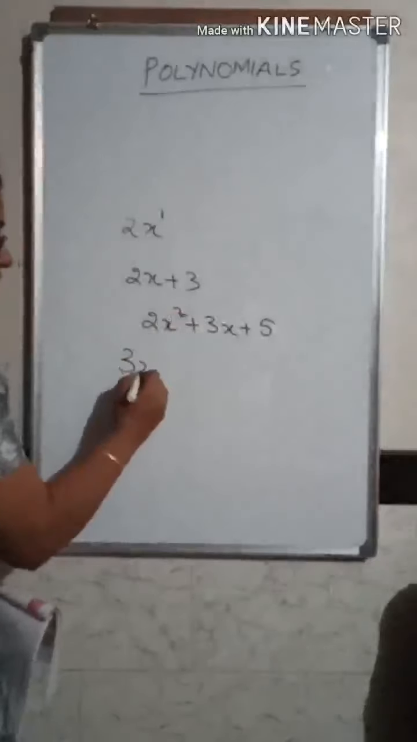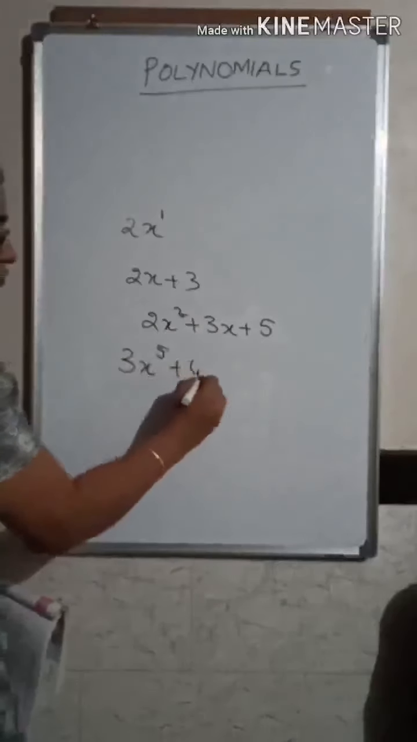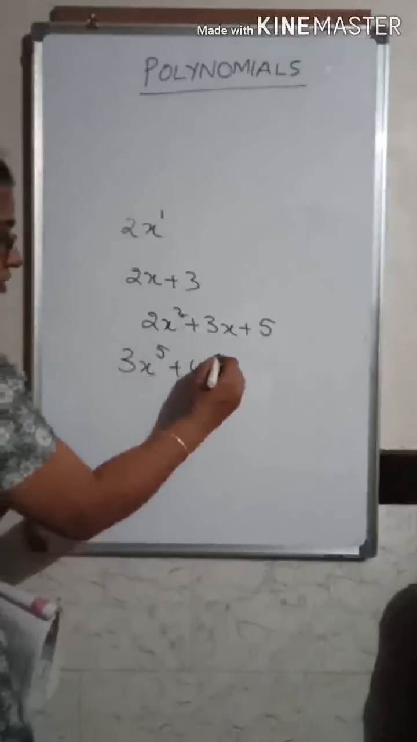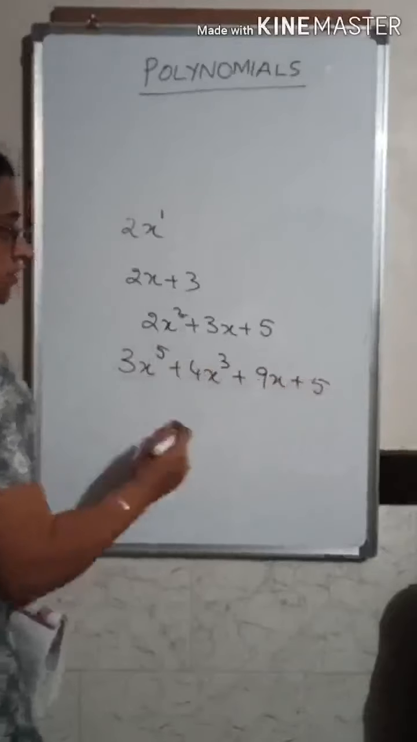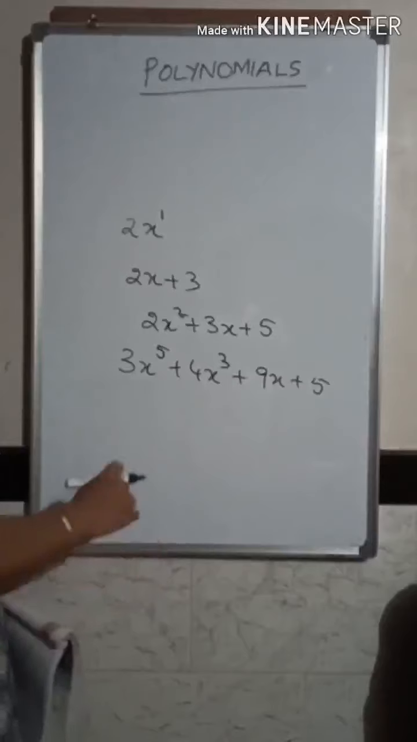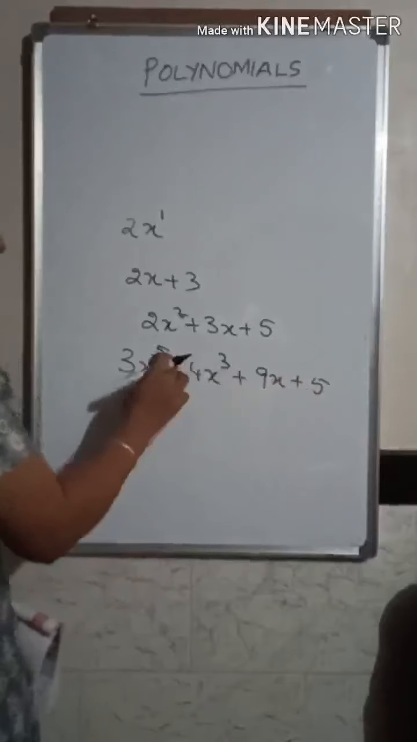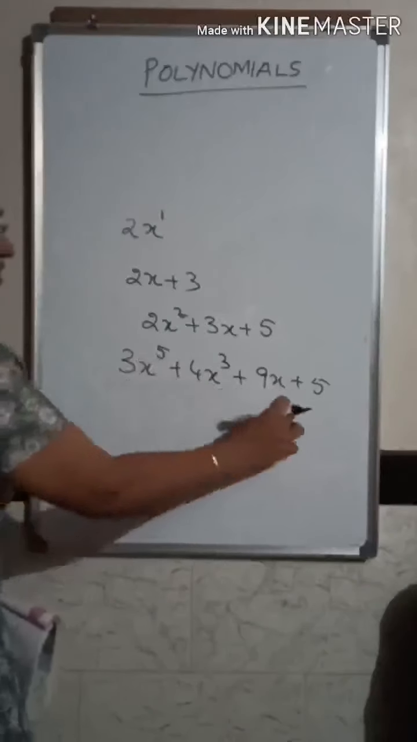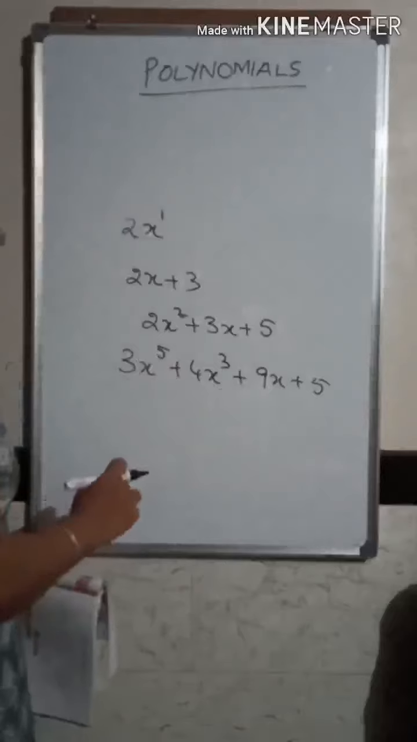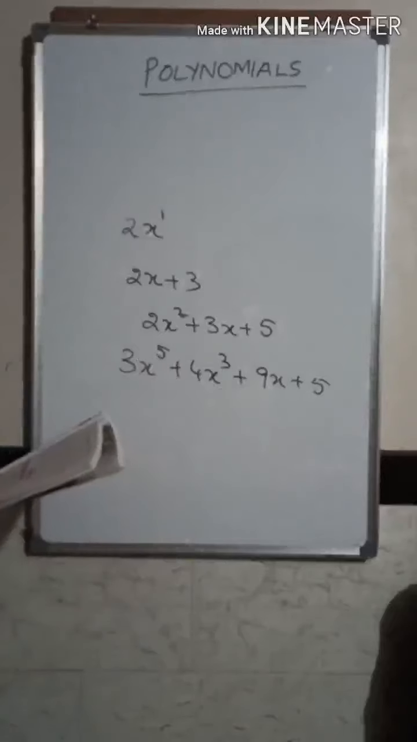Now suppose you have 3x to the power of 5, 4x cube plus 9x. So I have taken one more polynomial here. The highest degree of the polynomial is 5. The highest index or the highest power is 5. Therefore you call the degree of this polynomial equal to 5. So this is how you find out the degree of the polynomial.